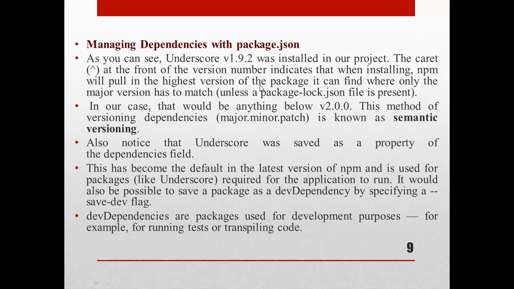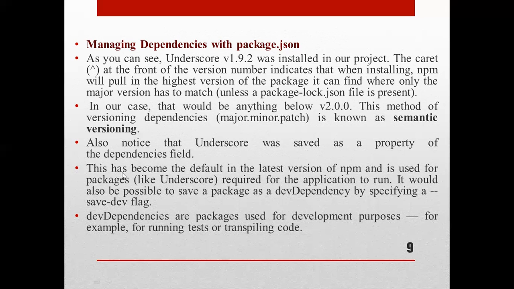Okay, npm will pull in the highest version of the package it can find, where only the major version has to match, unless the package-lock.json file is present. In our case, that will be anything below version 2.0. This method of versioning dependencies is known as semantic versioning. Then here also notice that underscore was saved as a property of the dependencies field.